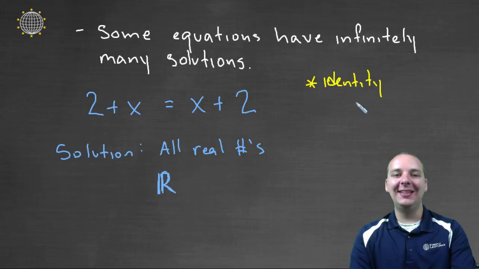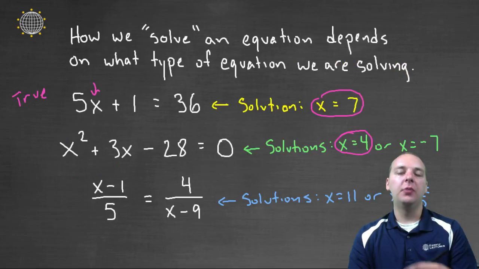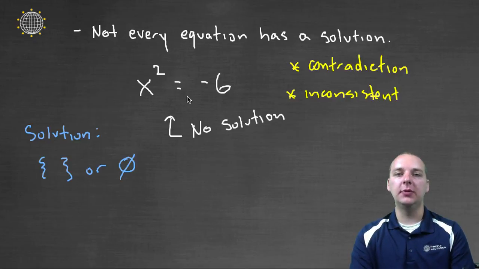So we have identities that have infinitely many solutions, and we have contradictions that have no solutions. These are somewhat rare. These are not the norm. Most equations have at least one solution, but you should at least be exposed to these types of equations just in case you happen to run into them.